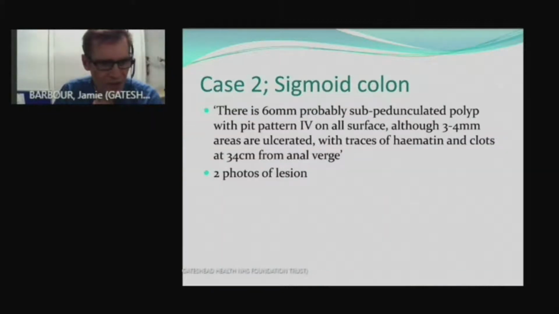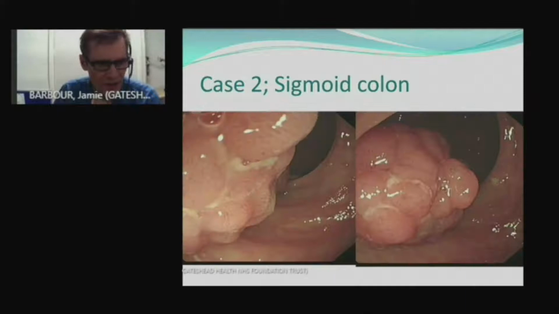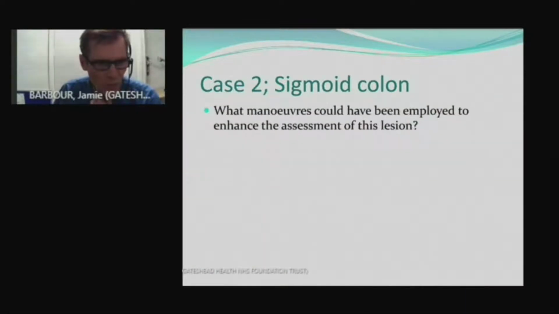And this was described as a 60 millimeter subpedunculated polyp with pit pattern 4. And there were only 2 photos. So the question is, on this lesion, what maneuvers could have been employed to enhance the assessment of this lesion?